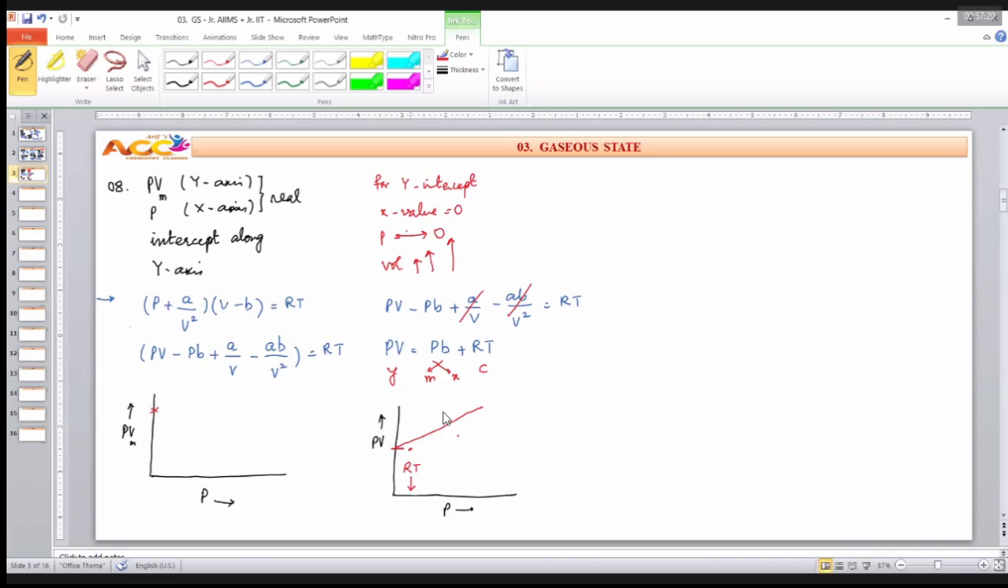Yes, he may ask you slope. What is slope? Slope is equal to b. He may ask you diameter. All those questions are possible, generated from this discussion. Go ahead.